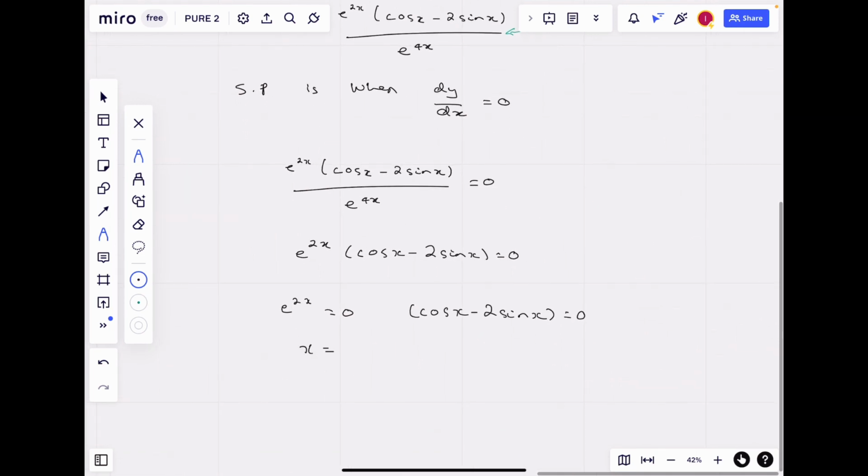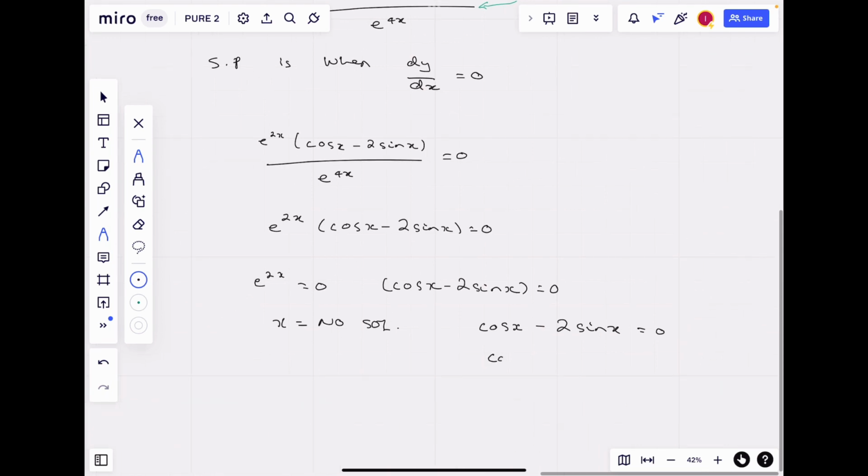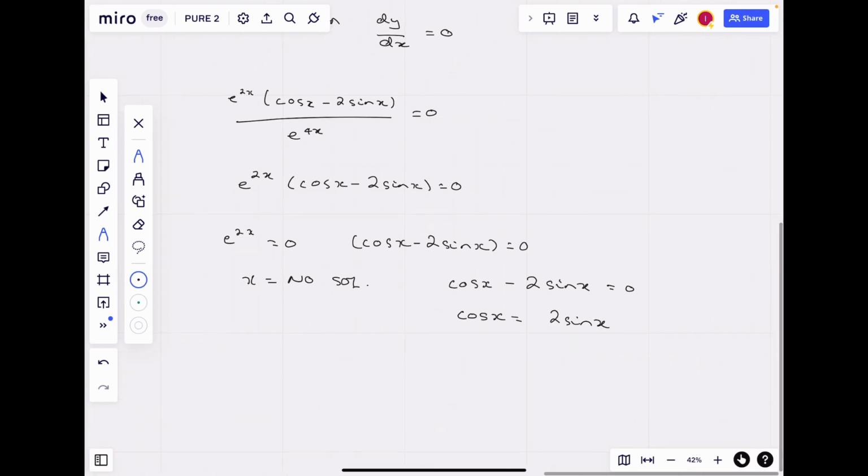So here, x has no solutions. And then here, cos x is equal to 2 sine x. That's after I've taken it to the other side. So actually, let me write it like this. So I do that, and then take the 2 sine x to the other side. Now I've got two trig functions, cos and sine. I don't want that. I only want one. So I'm going to move this cos there, and move that 2 there.